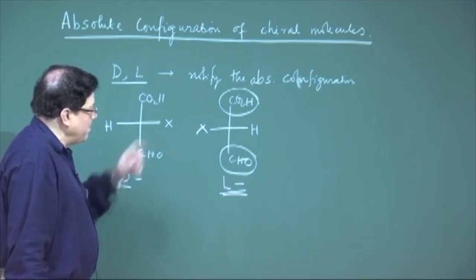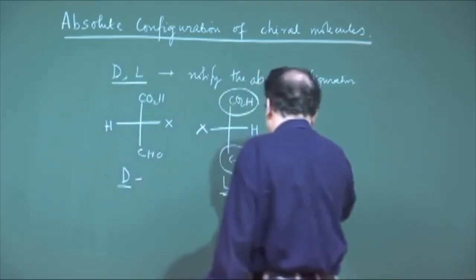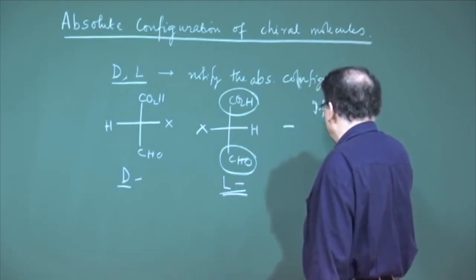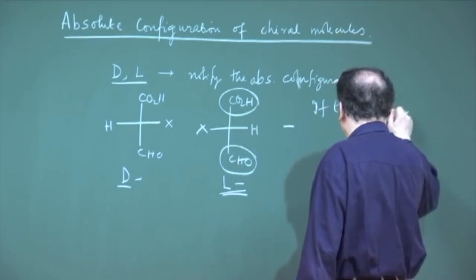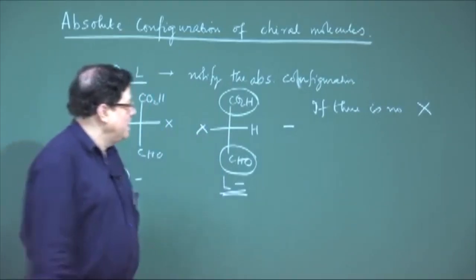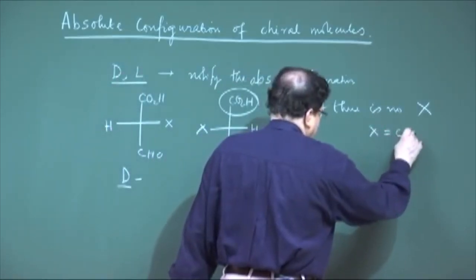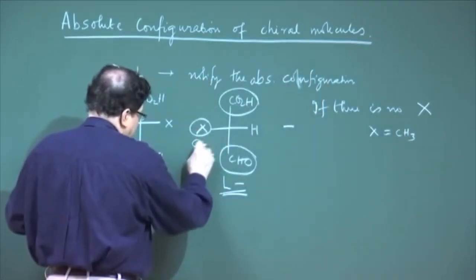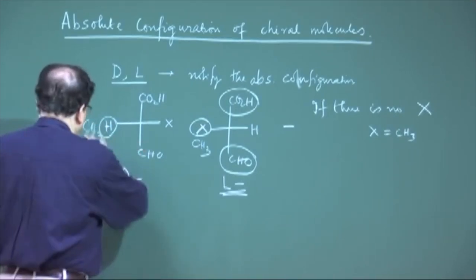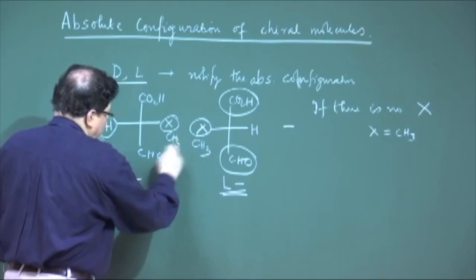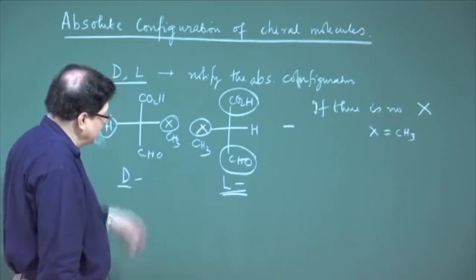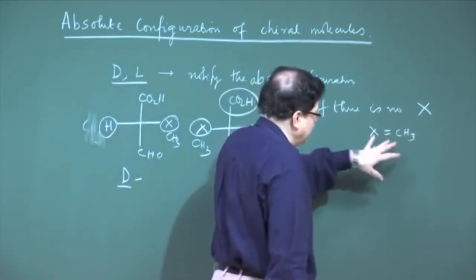Now, this system could not be applicable in many cases. First, if there is no heteroatom, then what are you going to do? If there is no X, that means the heteroatom, then this will fall apart. Suppose X is replaced by methyl, which cannot be regarded as a heteroatom. It is still chiral, but you cannot have a DL nomenclature system for this. So it fails when X is an alkyl group.